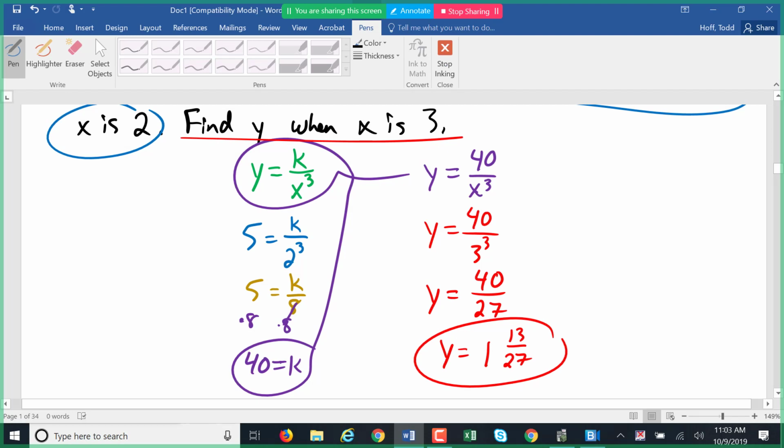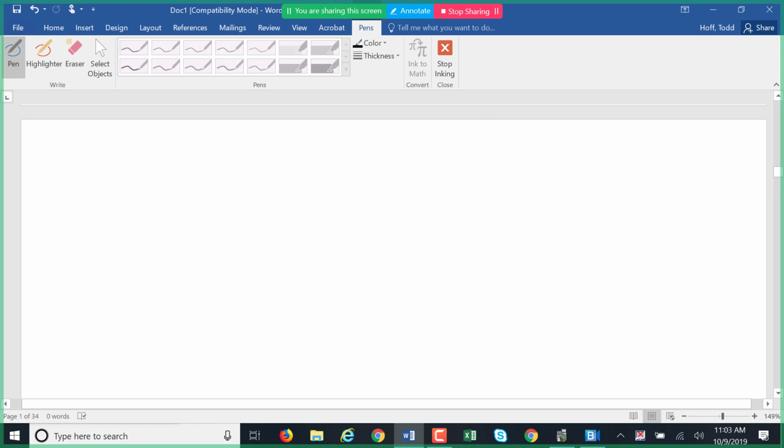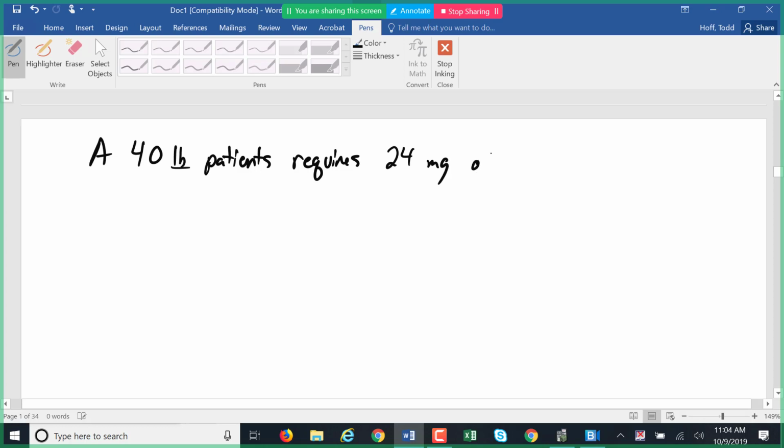Some examples of where this would get used, or any of these would get used. Well, let's talk about dosage calculations. A 40-pound patient requires 24 milligrams of medication.